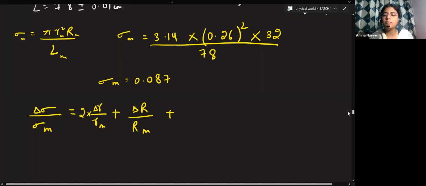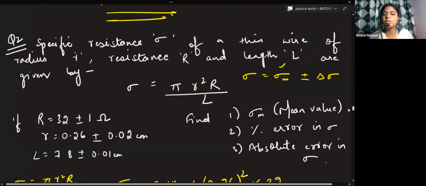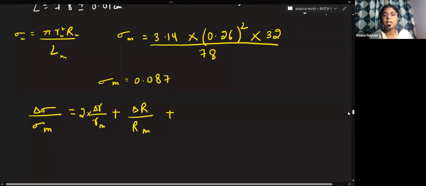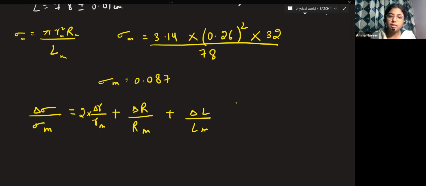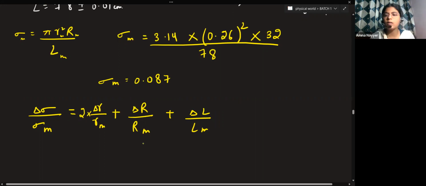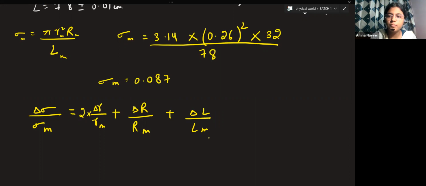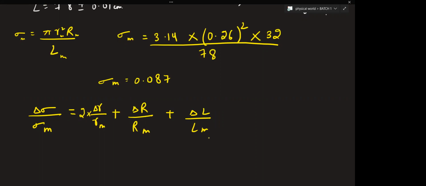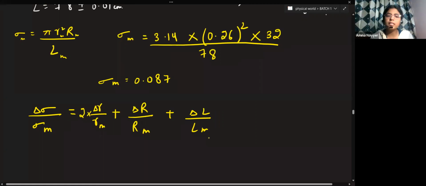What is there left? Now we are left with the denominator portion, that is L. So we'll write it as delta L divided by Lm. Again, the power of length is given as 1. So even if you multiply it by 1, you get the same result. This is how we write it. First tell me, is the writing portion clear? How do we write this? Is this clear to both of you? Yes, ma'am. Yes, ma'am. Okay, now we just have to put in the values.